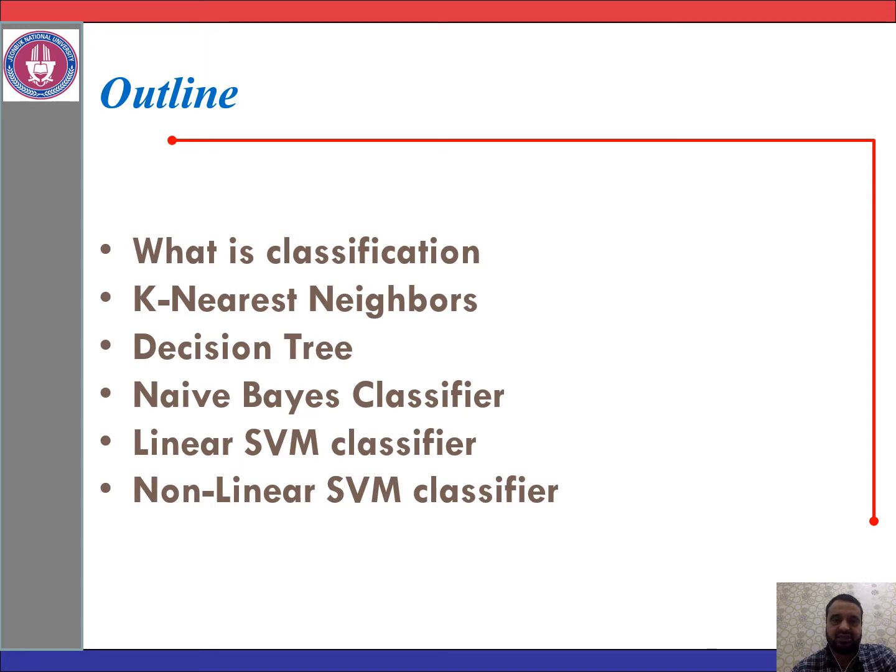The first one is the k-nearest neighbor classifier. The second one is the decision tree classifier. The third one is the naive Bayes classifier. And the fourth one is the linear as well as non-linear support vector machine classifier.